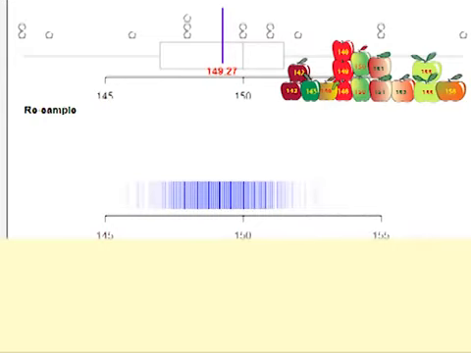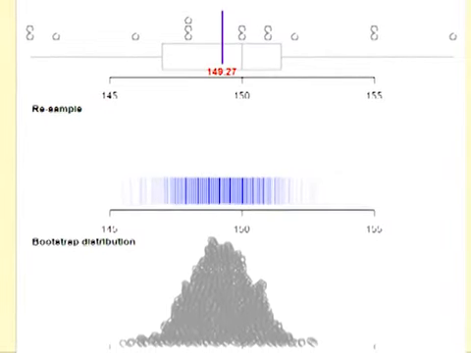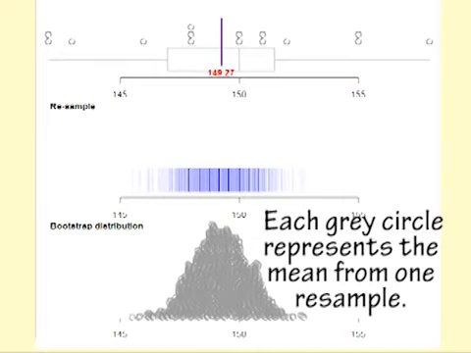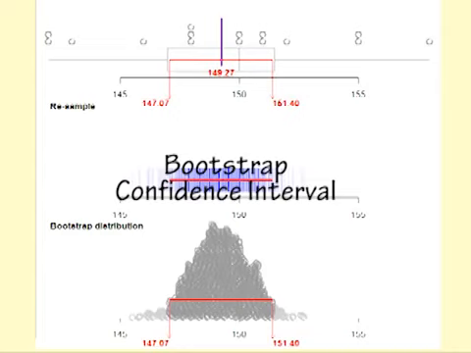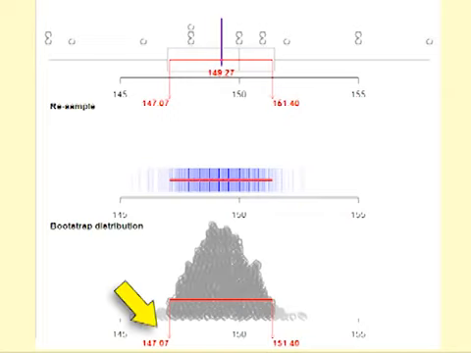We are interested in the distribution of these values for the mean, as they give us a very good idea of how actual samples from the population are distributed. This is called a bootstrap distribution. We use it to determine a bootstrap confidence interval by using the central 95% of values. This gives us a result of 147 grams to 151 grams.